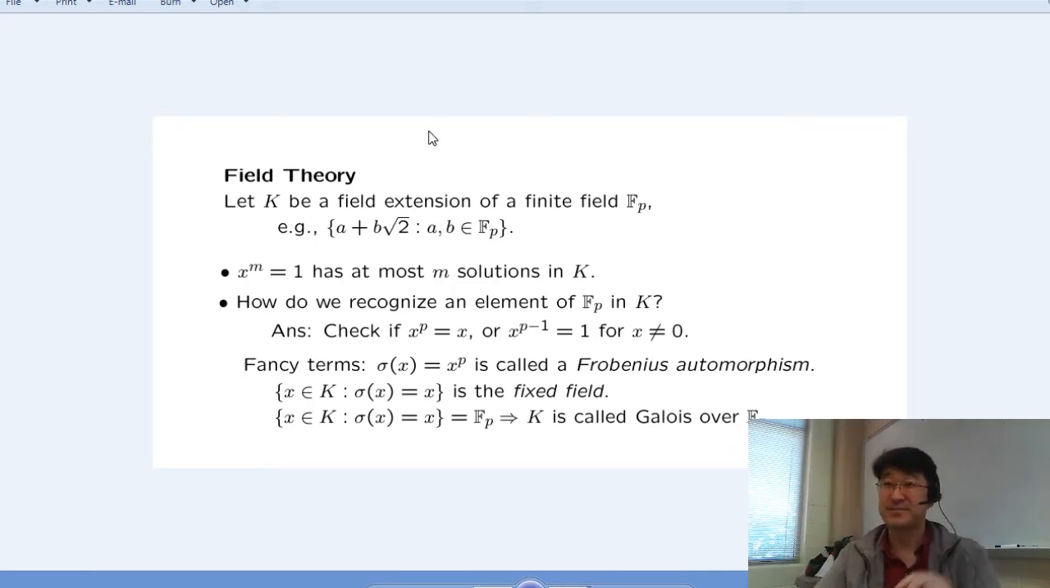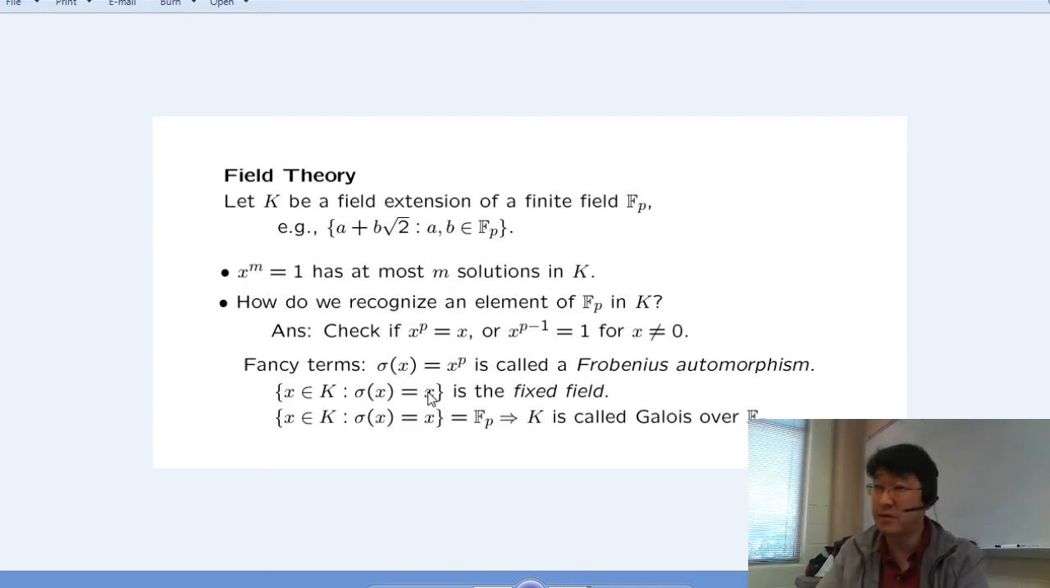And here, x to the p equals x. That one is now described here like this: sigma of x, that's a Frobenius automorphism. You do something, and you get back to itself, right? It didn't change. This action does nothing to that F_p.